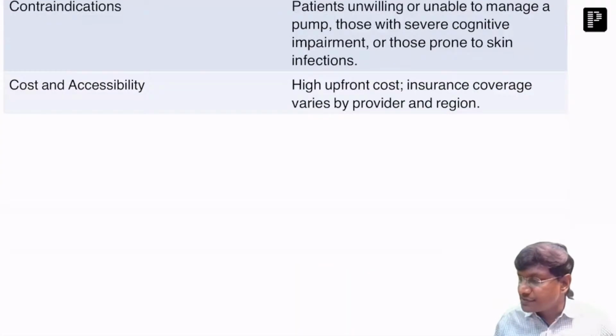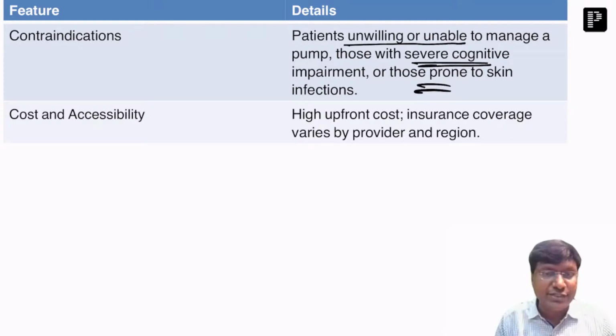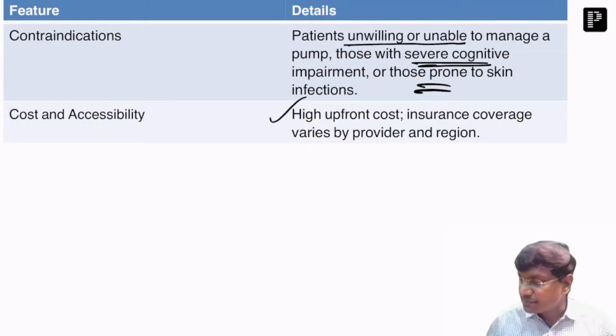Contraindications are patients who are unwilling or unable to manage the insulin pump; don't place the insulin pump in those individuals. Those individuals who have severe cognitive impairment, please don't place the insulin pump. And those individuals who are at risk of skin infections, don't place the insulin pump. And what is the cost? It is a high upfront cost. It is very expensive. So that is about the insulin pump.